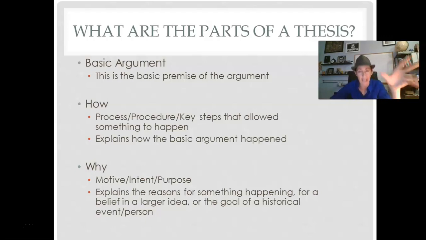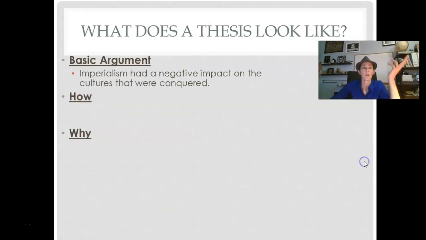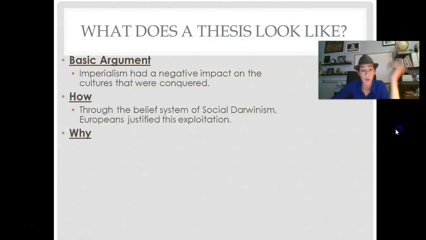So let's see what this looks like in action. Basic argument: imperialism had a negative impact on the cultures that were conquered. There are some who argue that imperialism had a positive impact. Now, that doesn't mean we have to agree with that argument, but it is possible to make that argument, even if it's a bad one. So the argument we have here is that imperialism had a negative impact on the cultures that were conquered. But that's not enough. It doesn't get specific enough. It doesn't detail exactly what we're going to be talking about proving. So we need a how statement to go along with this.